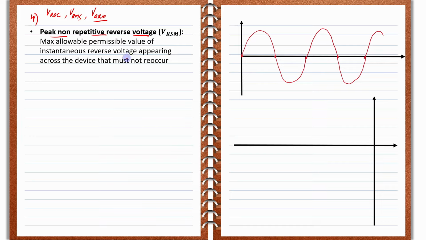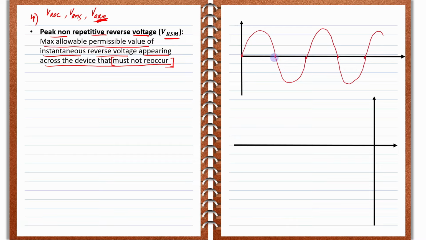So that voltage is not repetitive. It is different from this VRRM. It happens very rarely. That much the diode can withstand. But if that voltage is continuously applied across the diode, it will fail naturally. So the peak non-repetitive reverse voltage, VRSM, is the maximum allowable permissible value of instantaneous reverse voltage. This is also an instantaneous value appearing across the device. And the important term is that this must not reoccur.